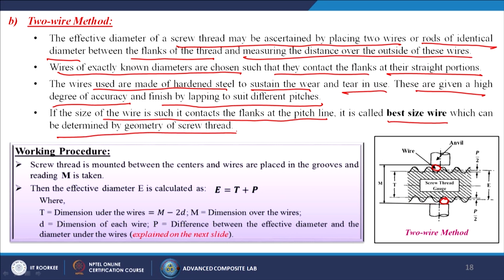Working procedure: the screw thread is mounted between the centers and wires are placed in the grooves and reading M is taken, as I told. Then the effective diameter E is calculated as E is equal to T plus P. What is T? That is the dimension under the wires, that is M minus 2d. M is the dimension over the wires, small d is the dimension of each wire, and capital P is the difference between the effective diameter and the diameter under the wires. I will explain this in the next slides. So, what is the value of P?